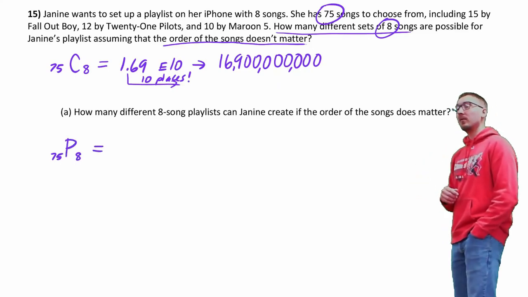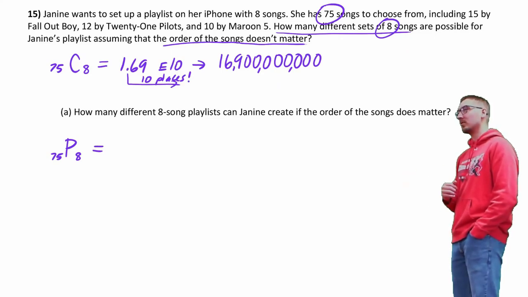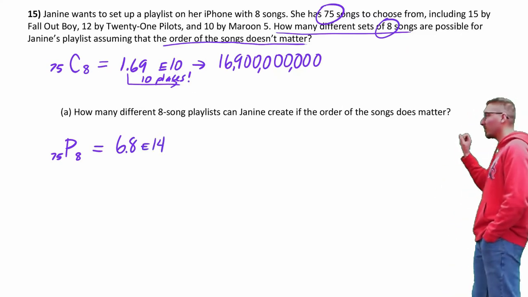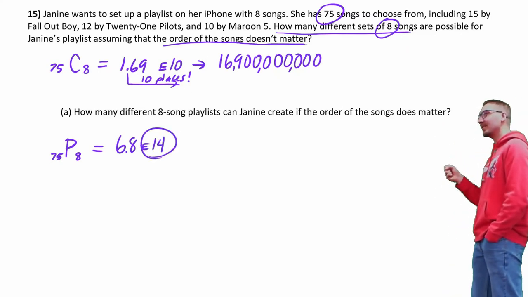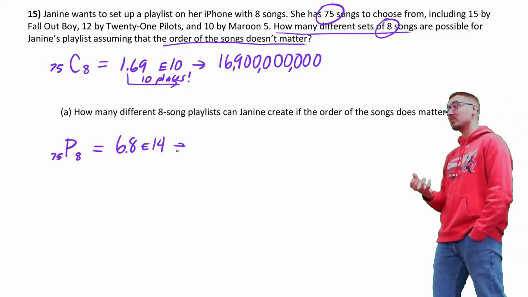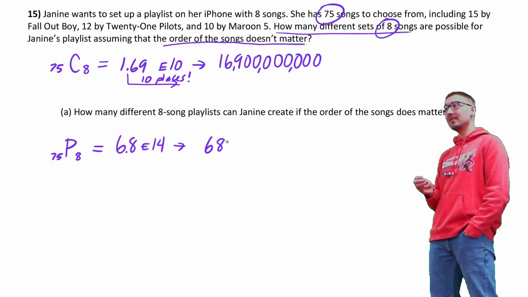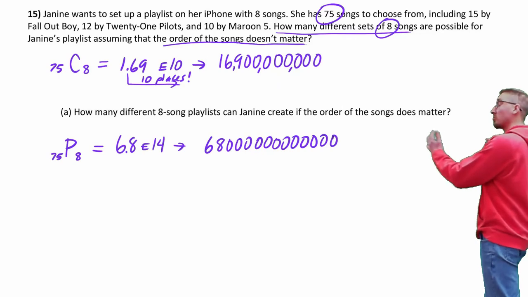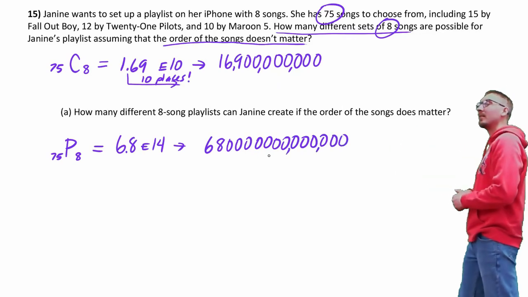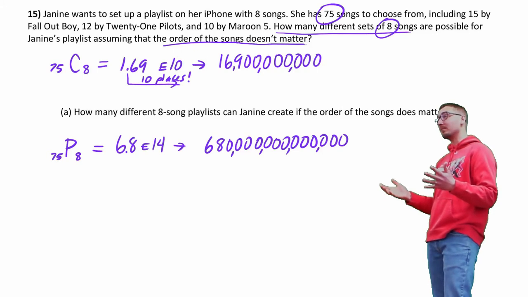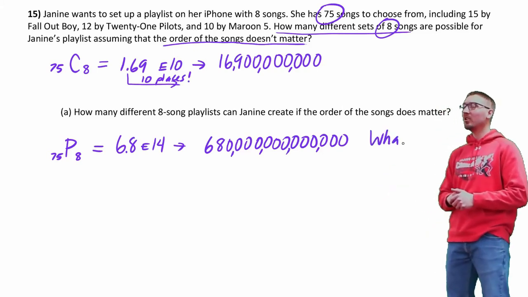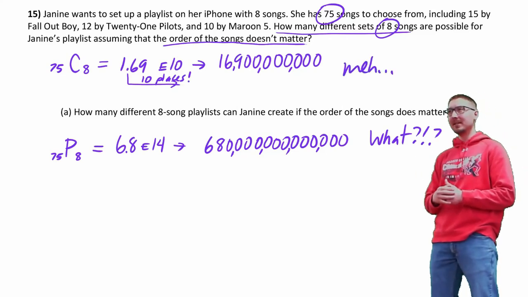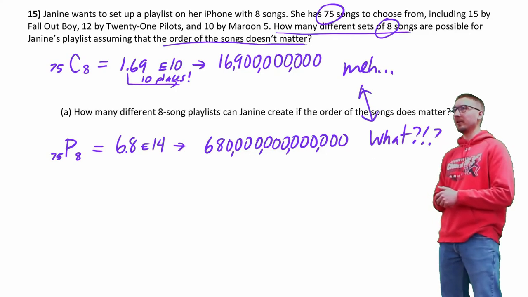Order matters here. And what we see with our answer, if you type that in your calculator, is 6.8 times 10 to the 14. It's not the fact that 6.8 is bigger than 1.69, it's the scientific notation and the exponent that is the biggest difference maker. So if you have E14, you're moving that decimal place 14 spots to the right, which is a much larger number than moving it just 10 spots to the right. I mean, they're both big, don't get me wrong. But that is 680 trillion different possibilities compared to 16 billion. That's factors of size larger.